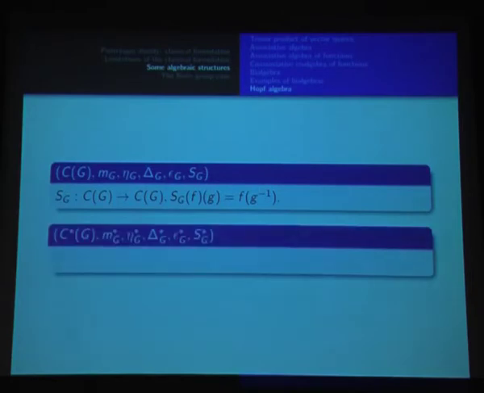So, in the concrete example, of functions on the group, what is S? S of f on G is f of G inverse. So, you see that this operation for this special case encodes the operation of G going to G inverse. So, this information is encoded in this linear map. Similarly, in this case, S g star from C star G to C star G, S g star of xi g is xi g inverse.